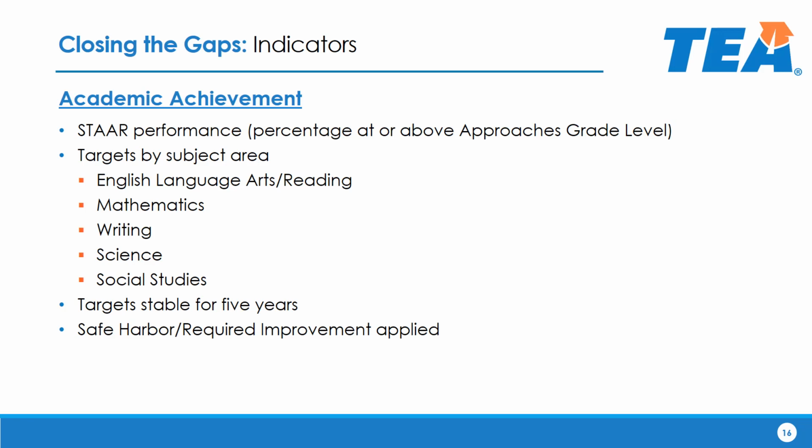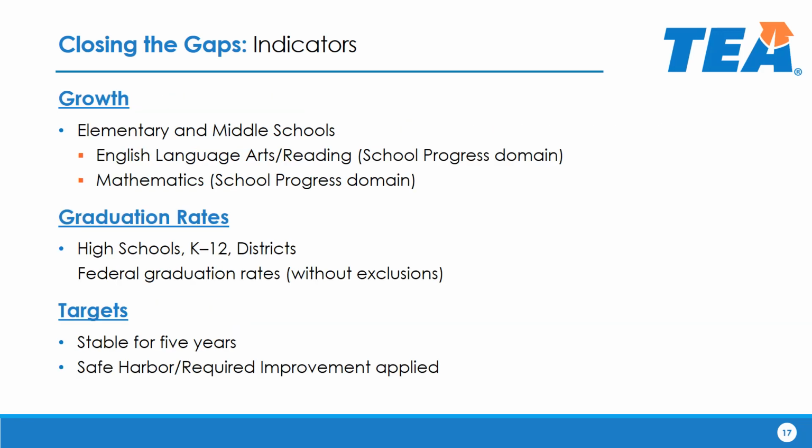And Safe Harbor is available for each indicator, and we're going to look at Safe Harbor in a little greater detail in just a few moments. The second indicator that ESSA requires is growth for elementary and middle schools. We're going to base this on the school progress domain. For high schools, we're going to look at graduation rates, and these are the federal graduation rates. They are not the state graduation rates that include exclusions. Once again, the targets will stay stable for 5 years, and Safe Harbor can be applied.